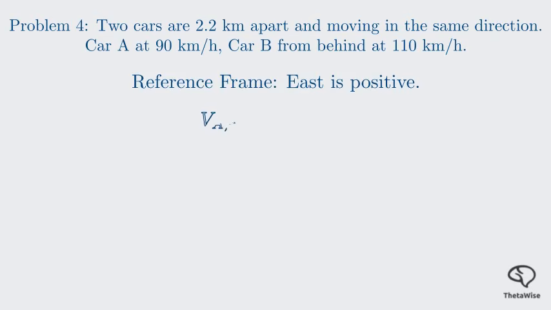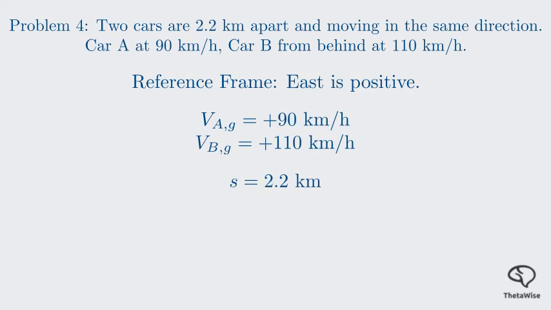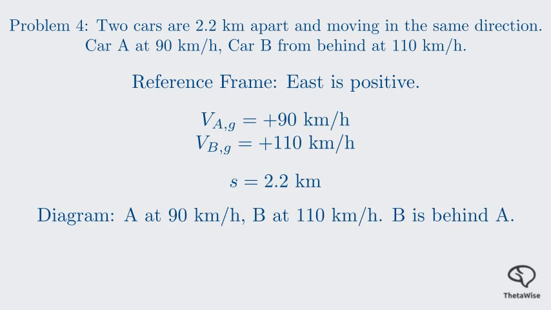So the velocity of car A, v of AG, is +90 kilometers per hour, and the velocity of car B, v of BG, is positive 110 kilometers per hour. The initial separation is 2.2 kilometers. Notice that car B is faster and is behind car A. Let's start with part A.